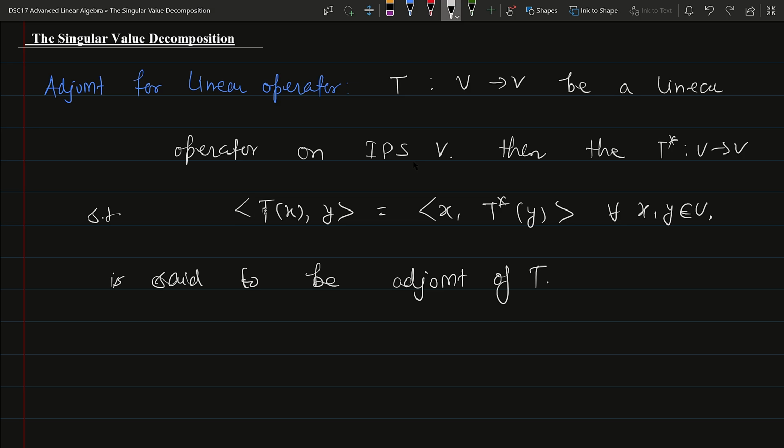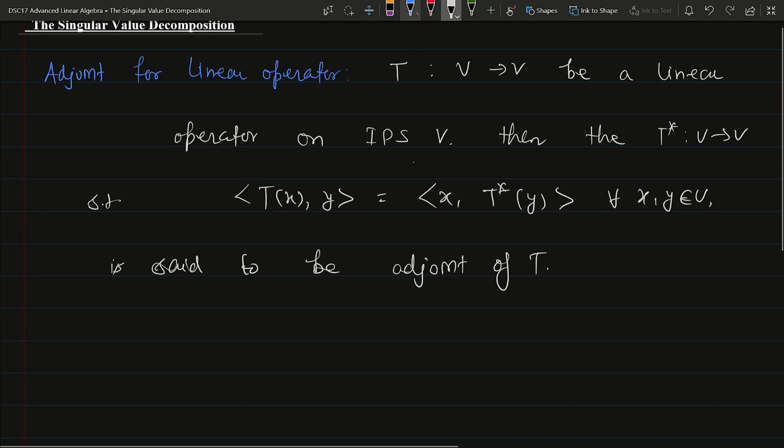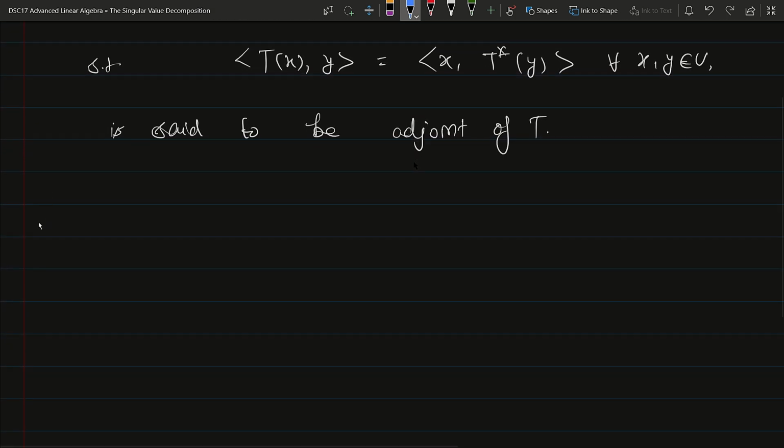Okay, now if we have only a linear transformation, and it is not an operator, in this case we required an orthonormal basis to define this adjoint of a linear operator. Okay, so I'm just writing some observations, then we will start the discussion of singular value decomposition. Okay, now we are going to identify adjoint for a linear transformation.